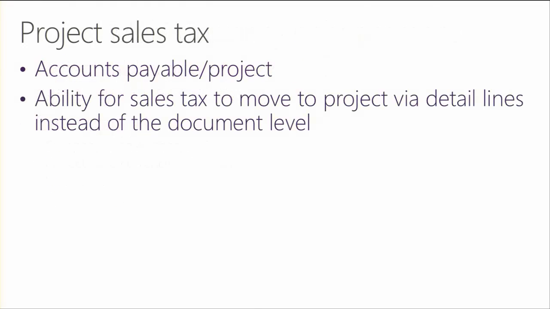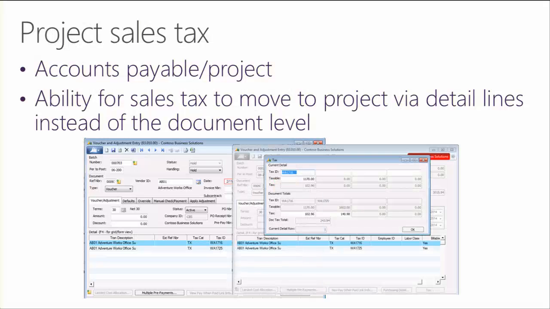Yeah, so we're going to talk about project sales tax. We all know that in the past, or currently, the sales tax is sent over to the project at the document level. What does that mean, the project in the header area? I had different project lines, each project line different, but all the taxes went at the document level. What does that mean? That all your taxes hit your default task on the project.